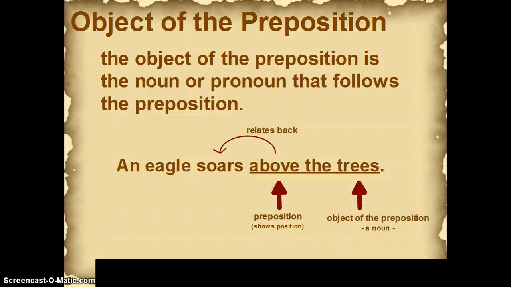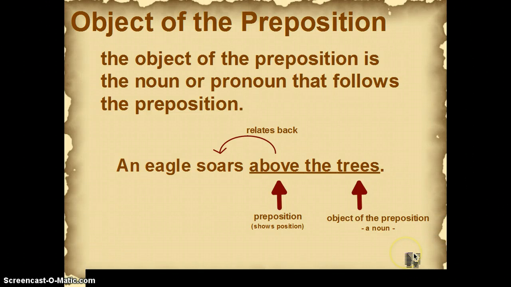So here's an example. Here's a sentence. An eagle soars above the trees. Okay? The word that is the preposition is above. What is it above? The trees. So trees is the object of the preposition. It's a noun. And this all relates back to the verb soars, and we're talking about an eagle. So this whole thing that's underlined here would be the prepositional phrase. A prepositional phrase, and I believe it's on the next slide, starts with the preposition and ends with the next noun. So the object of the preposition is the noun that follows it.